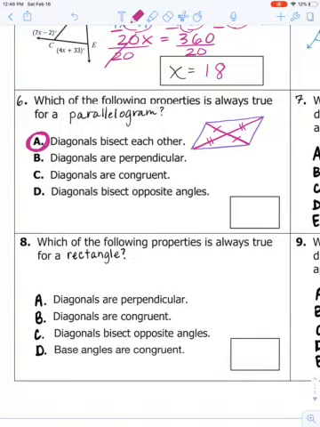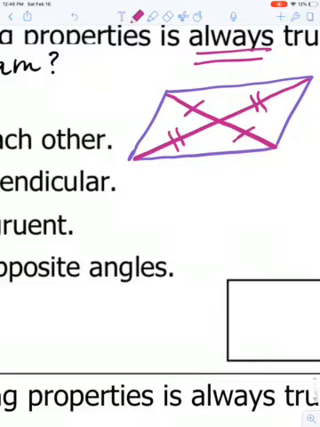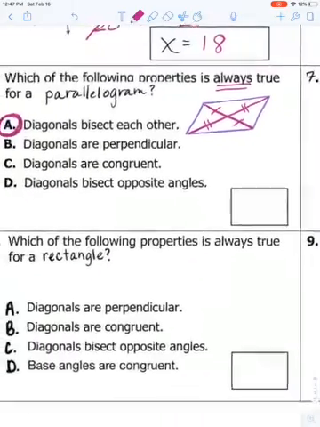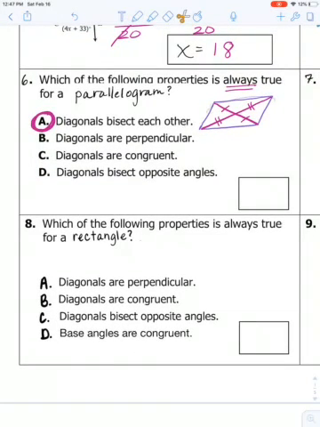Okay? Okay. Now, let's just go through the other ones. So the diagonals are perpendicular. That is not always true. Keep in mind these key words, always. It's not always true for parallelograms in general, because as you can see in this example, these angles are not forming a 90-degree angle. Okay, that one clearly looks like it's obtuse, and this one looks like it's acute. Okay, so they're not perpendicular.